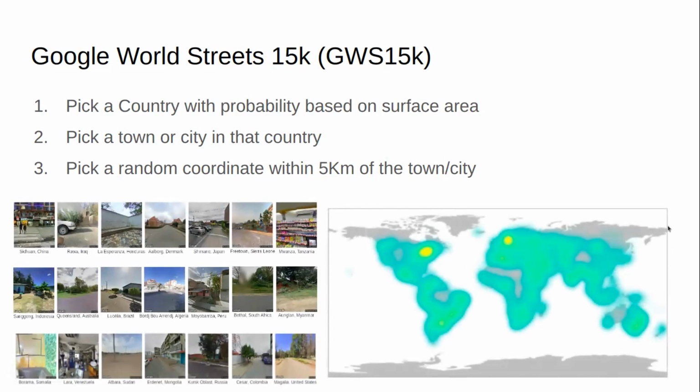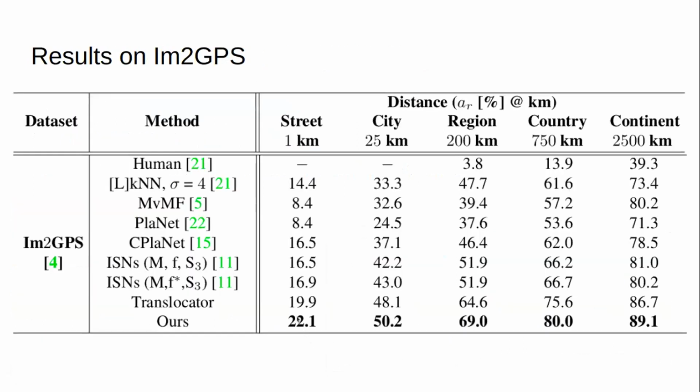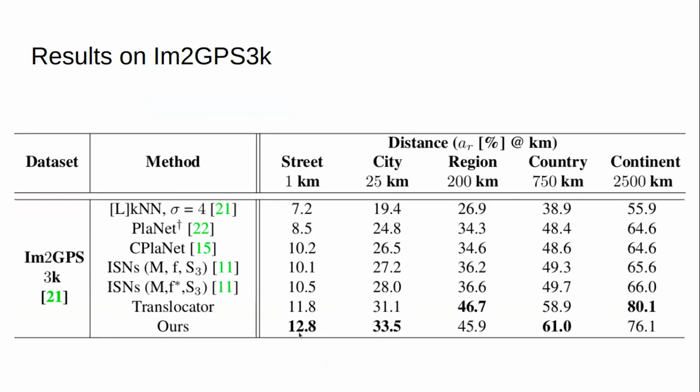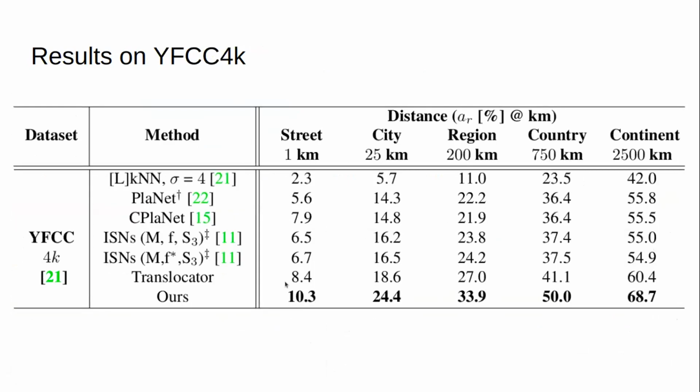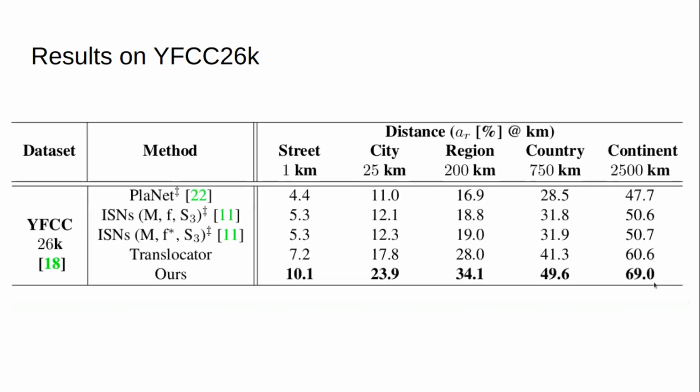For results on IM2GPS, we see we got state-of-the-art on every distance metric from 1 kilometer up to 2,500 kilometers. For IM2GPS3K, we got state-of-the-art on 1 kilometer, 25, and 750, but fall just short on the 200 kilometer accuracy and 2,500 kilometer accuracy. For YFCC4K, we got state-of-the-art by about 2% on 1 kilometer and by about 8% on 2,500 kilometers. And for YFCC26K, we got state-of-the-art by about 3% on 1 kilometer and almost 9% on 2,500 kilometers.